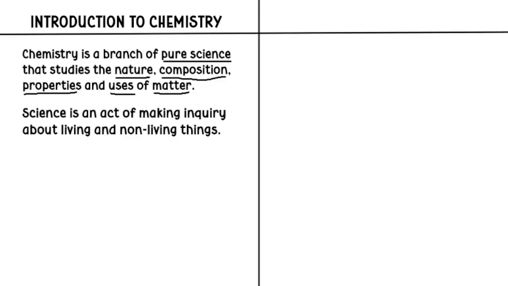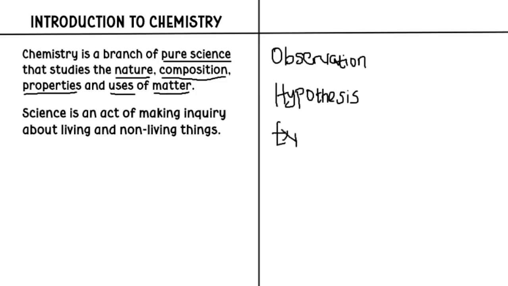And this systematic approach involves five major steps. The first step is observation. Second step is hypothesis. Experiment. Theory. And lastly, so when this approach is applied to studying or solving a problem, what you're doing basically is science.